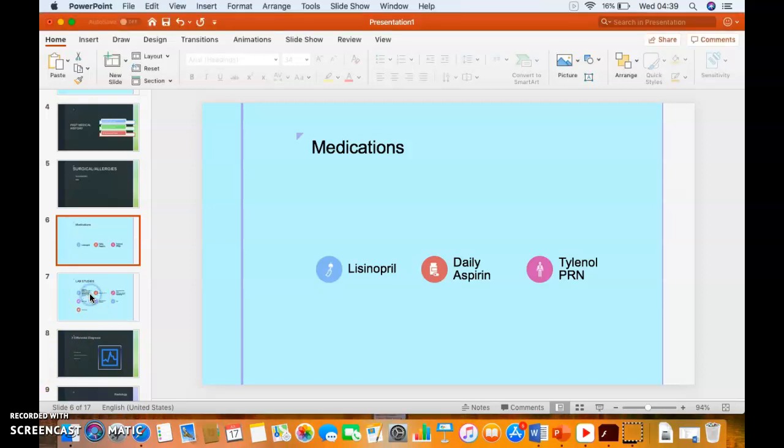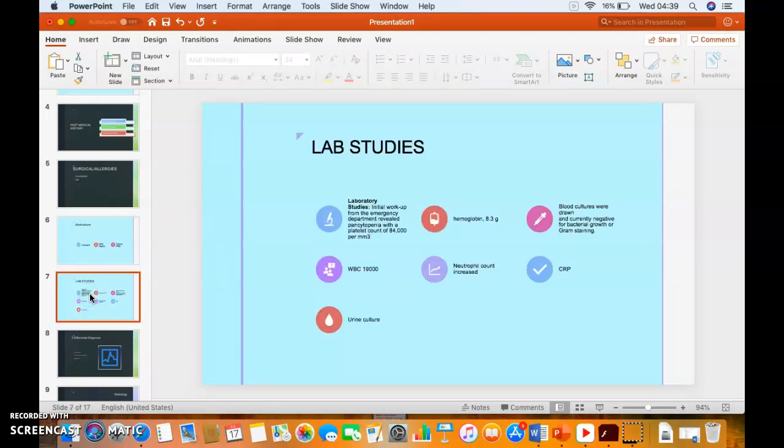The lab values that have been drawn or we're currently working on in the emergency department include the initial workup, which revealed pancytopenia with a platelet count of 84,000. He had a white blood count of 19,000. A urine culture was done and sent. His hemoglobin was 8.3. Neutrophil count increased. The blood cultures were drawn, and a CRP is awaiting evaluation for any infection.